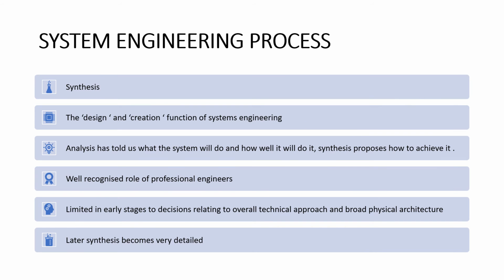So at this point, we have come across the system engineering process. What we understand is that it is basically the synthesis, that is, the design and creation function. So design and creation form the basis of system engineering. Through design, we are going to create something new that is going to meet the objectives of the stakeholder and overcome the problems in the existing situation. It is going to tell us how our system is going to perform, how well it will do, and what the synthesis purposes are to achieve it.